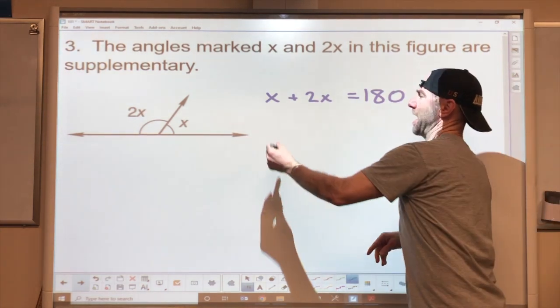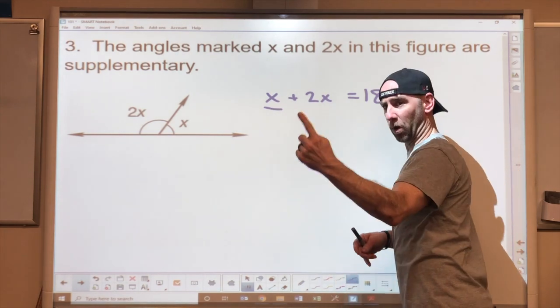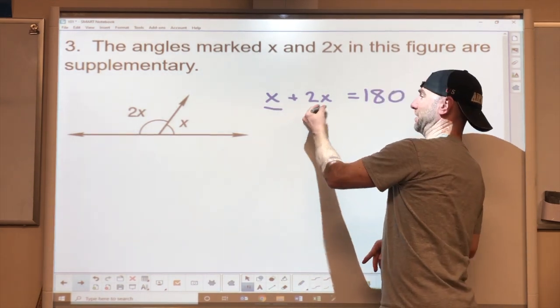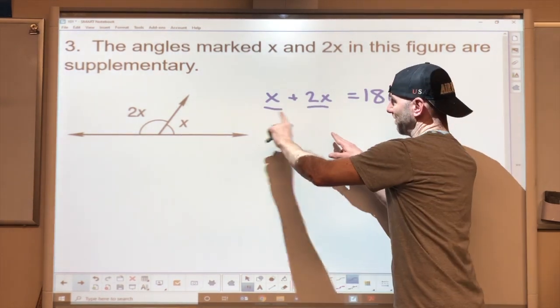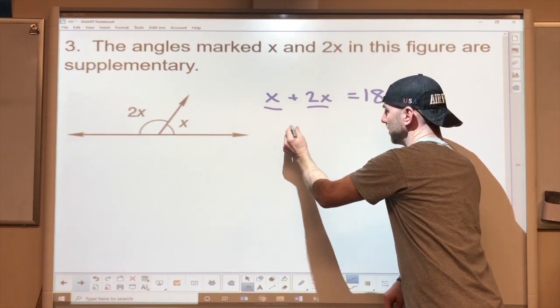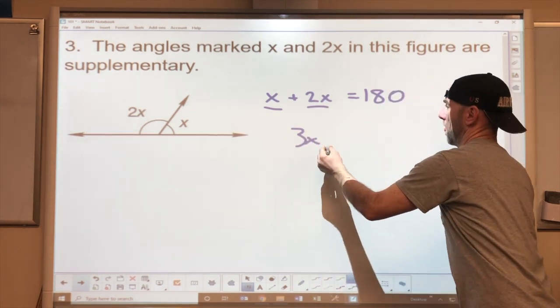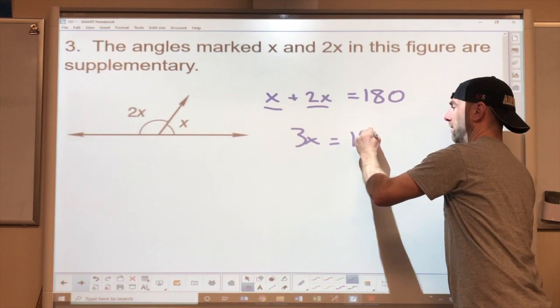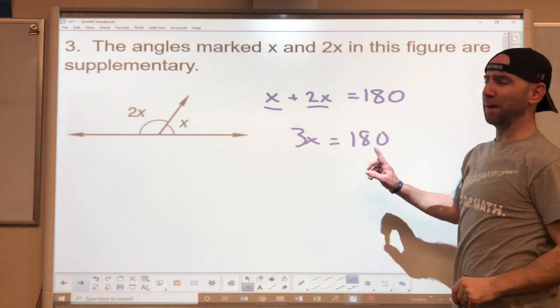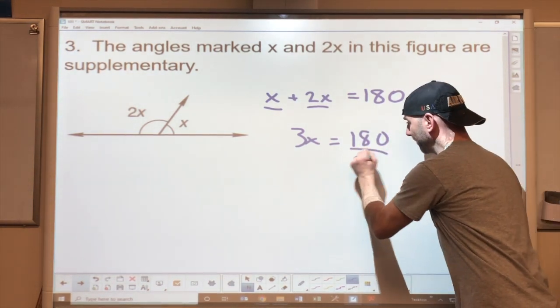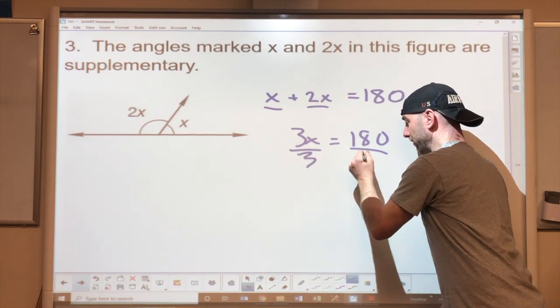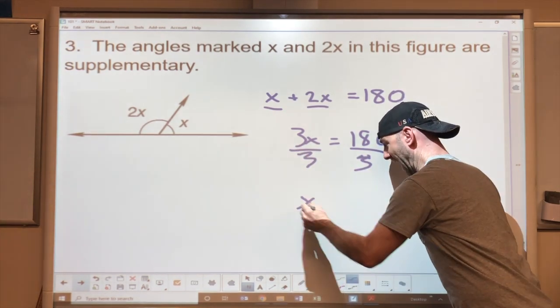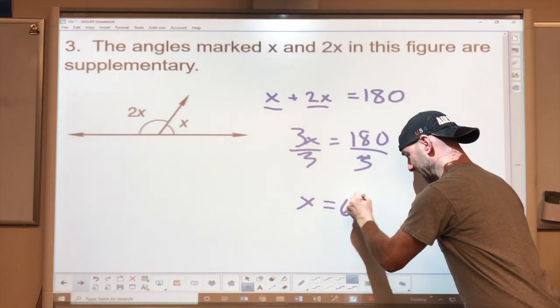How many x's do I have right there? 1. How many x's do I have right there? 2. If I add them together, I have 3 x's. Divide both sides by 3. And you've got x equals 60.